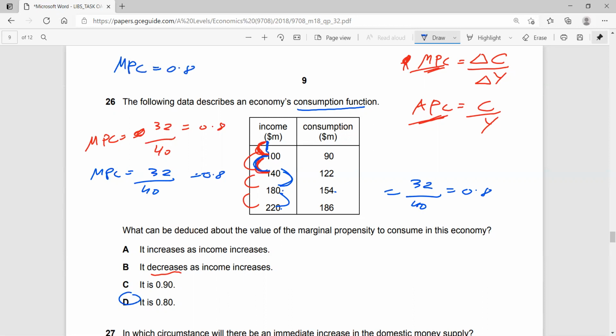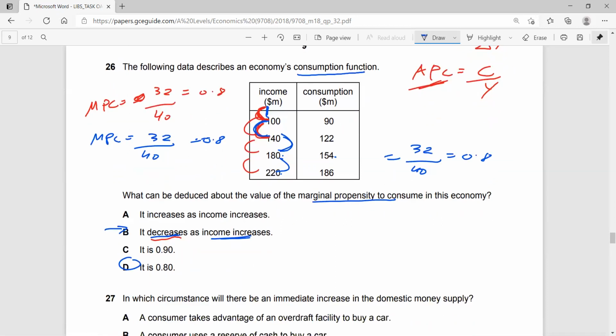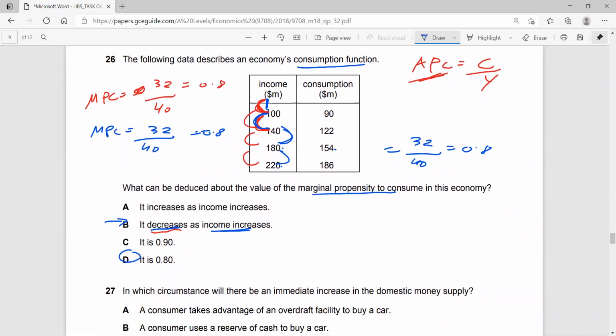Be careful of this option, because here it says the MPC decreases as income increases, which is usually the case in the real world, but it's not the case in this data. And they'll ask you about this data, not the real world. So you just can't use your intuitions about the real world and answer here. You have to look at the data. Also, if you look at APC, if you just did 90 divided by 100, 122 divided by 140, 154 divided by 180, 186 divided by 220, you would be taking this option, but that's APC.